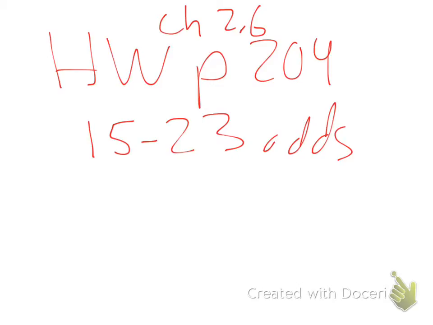Your homework, we'll finish this lesson up tomorrow, is page 204, 15 through 23 odds. This just follows the completing the square, sketching it, and then finding the max or min value.